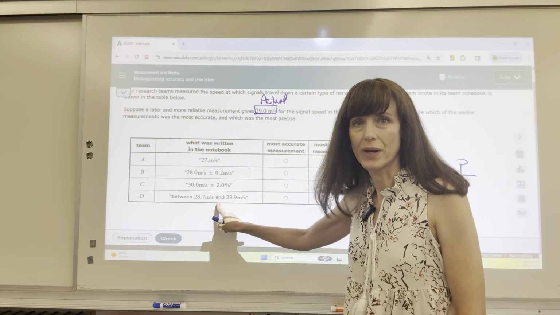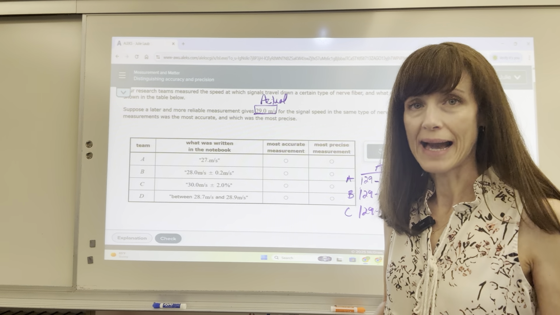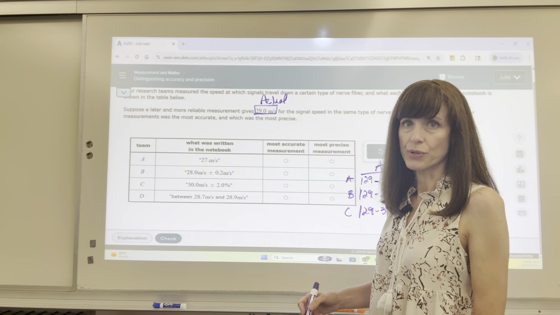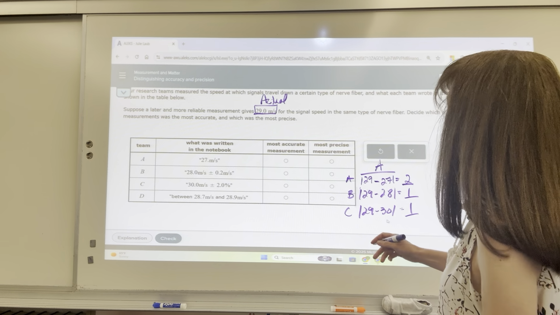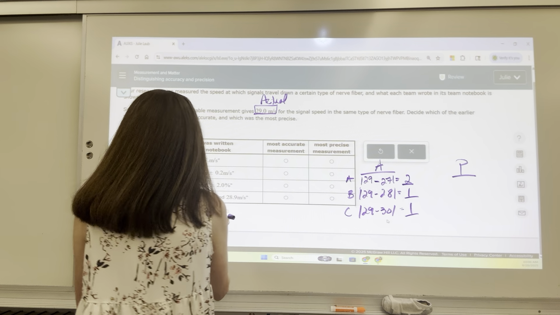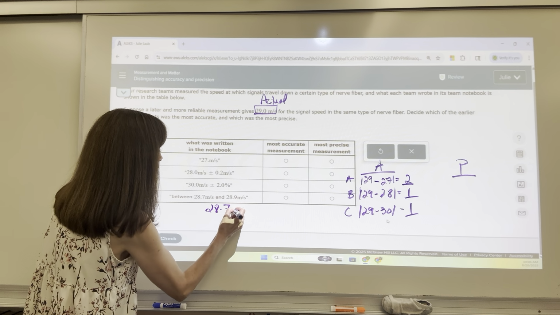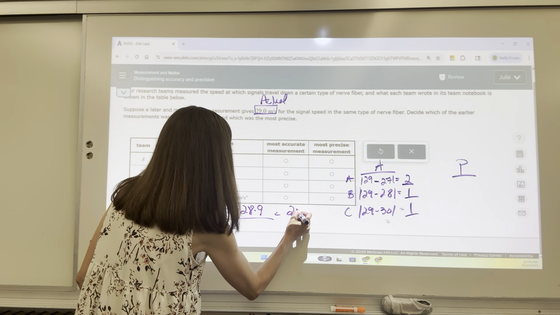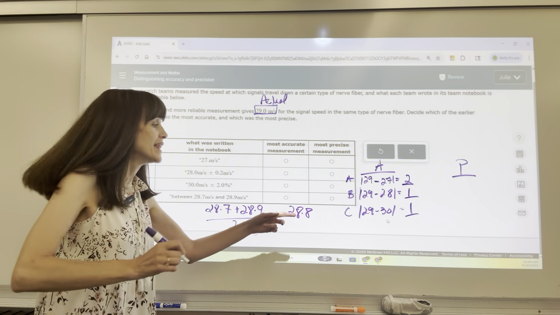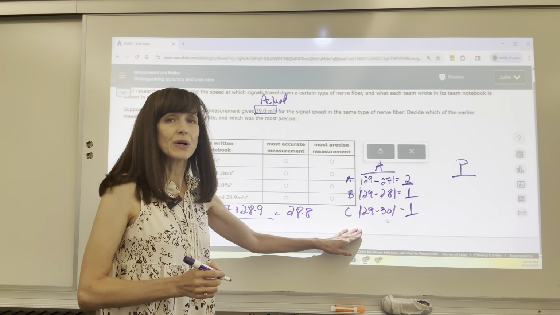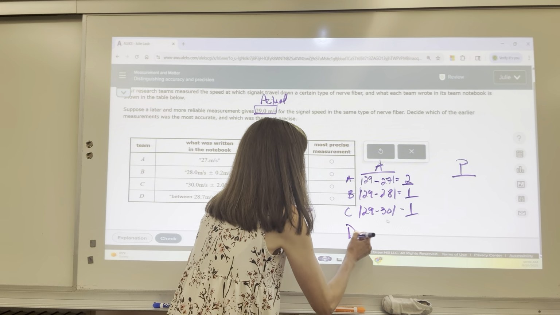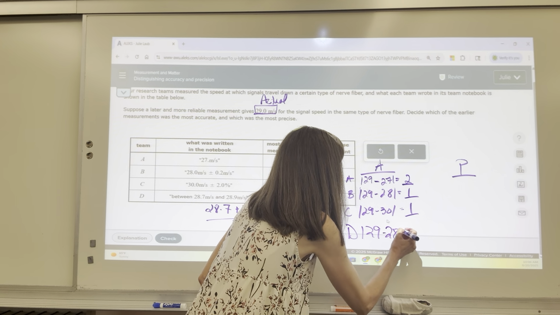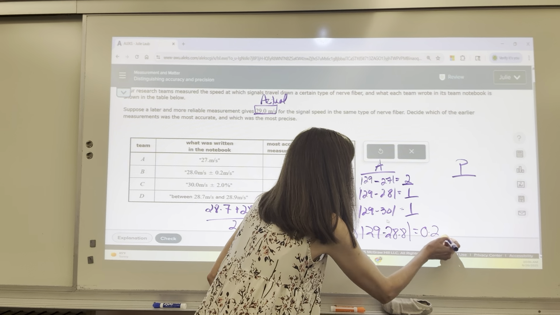And then here on this one, you have to take the average. So I'm going to add those and divide it by 2. I'll do that right over here. So I have 28.7 plus 28.9. Divide that by 2, and we get 28.8. That's the number that I use over here for part D. So D, I have 29, again, my absolute value, minus 28.8, and I get 0.2.